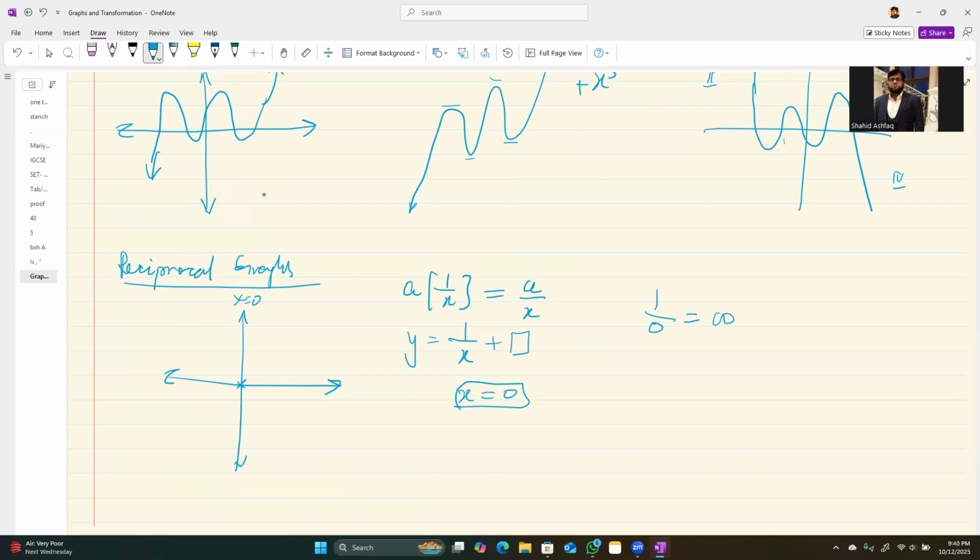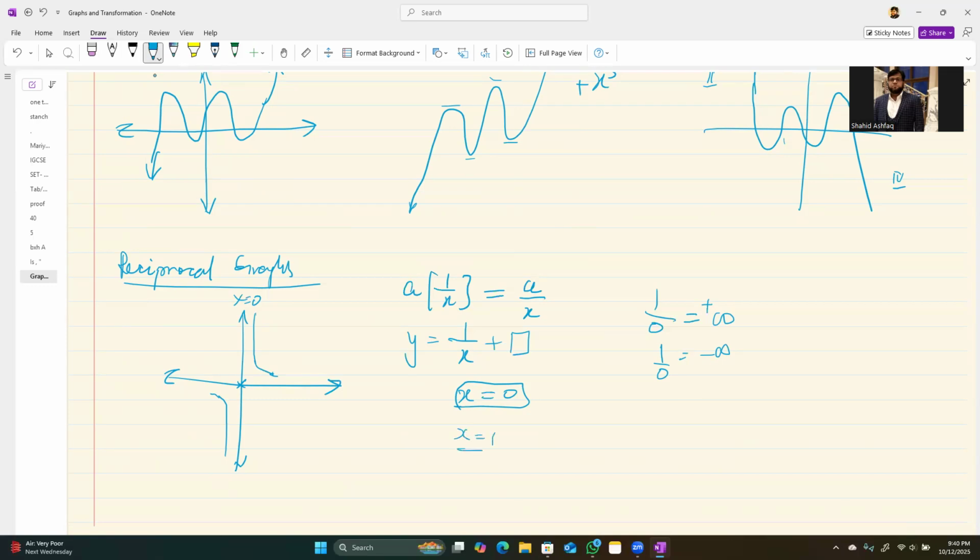So the graph could be coming from positive infinity or from negative infinity, because 0 is neutral, we don't know. But it means my 0 will never be touched. My graph can come from either the positive side or the negative side, but it is never going to touch it. Then it will be turned.